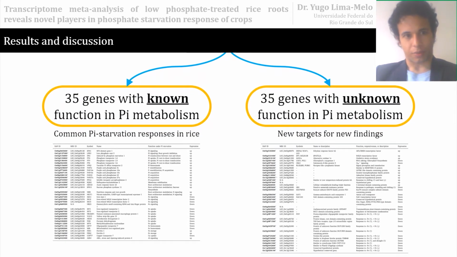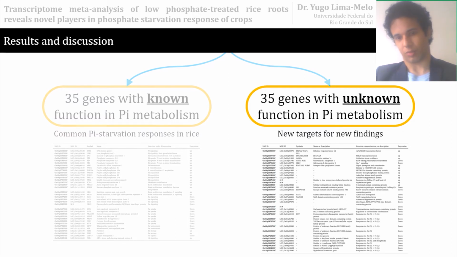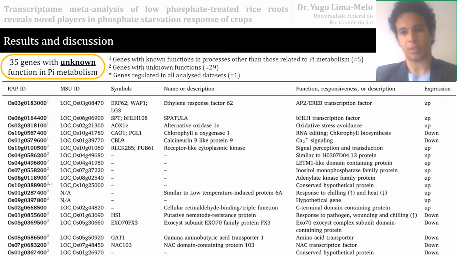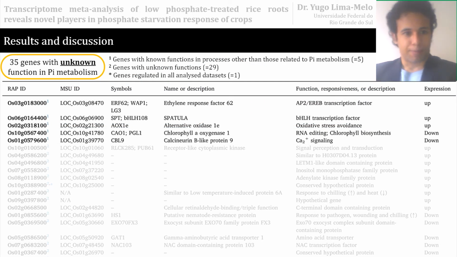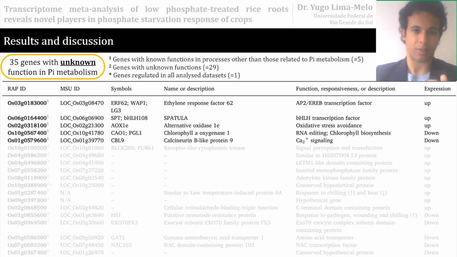So going to the second group, we can see that also 35 genes were found as genes with unknown function in phosphate metabolism. And interestingly, only 5 of them are well-known genes, but with no relation, or at least no known relation, in the phosphate metabolism. For example, here you can see the alternative oxidase, AOX, the subunit 1E.